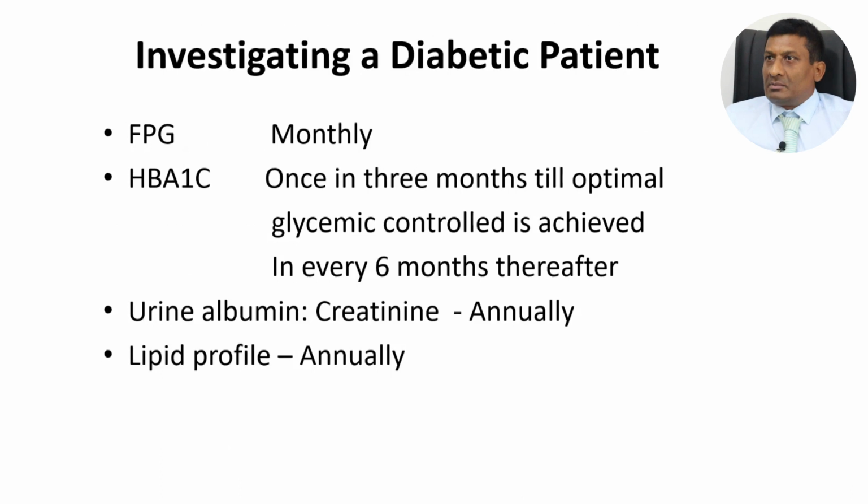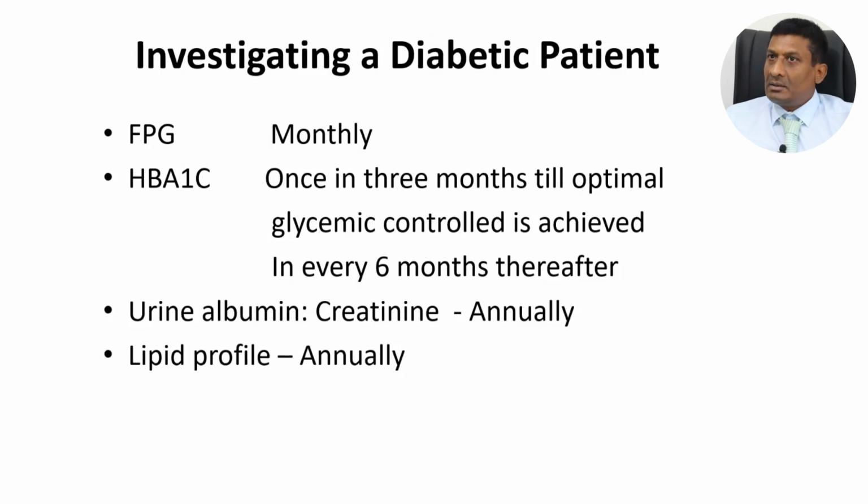Suppose you have confirmed that your patient has diabetes, and now you have to follow the patient up for his lifetime. How are you going to do this? Fasting plasma glucose monthly, HbA1c once in 3 months until you obtain optimal glycemic control.